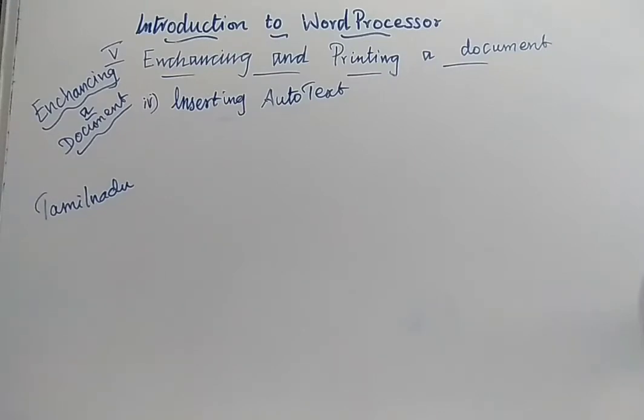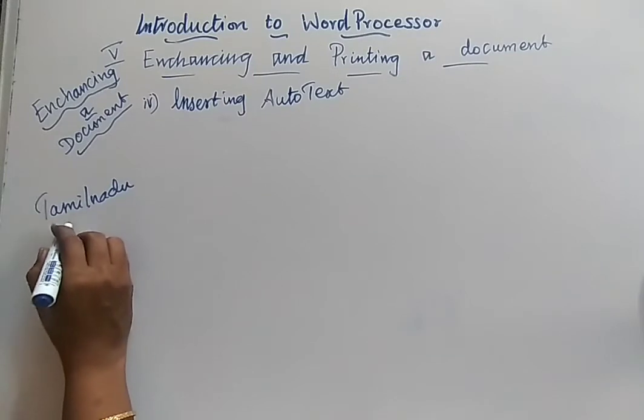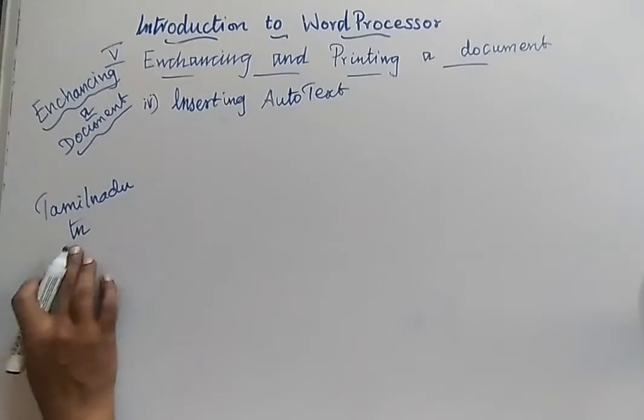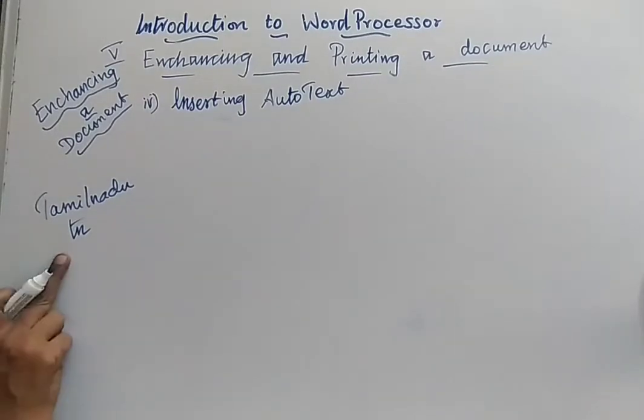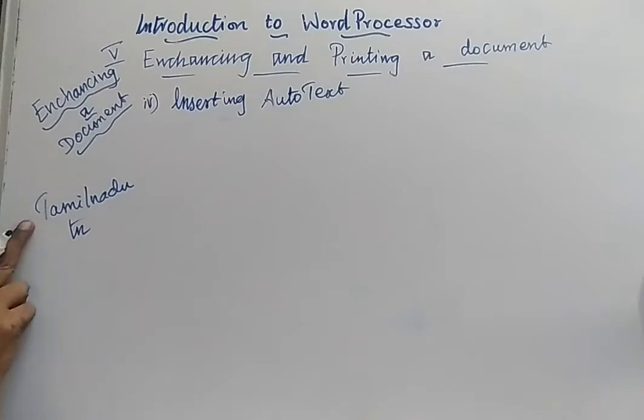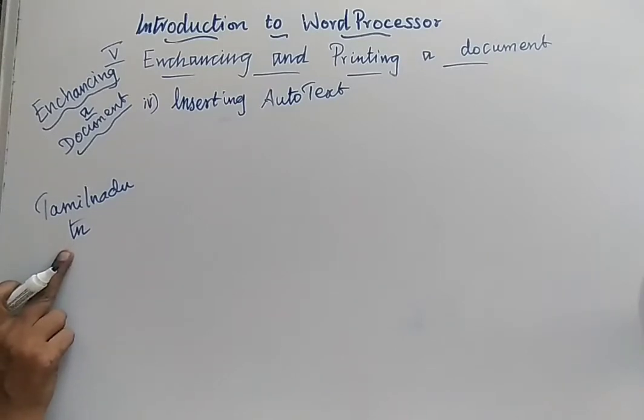So for that, instead of typing the whole word, you just type TN. If you just type TN, automatically Tamil Nadu will be replaced here. Okay, ma'am. So just TN நீ எழுதுனாலே போதும். Tamil Nadu என்கிற word will be displayed for you. So this is the meaning of auto text.